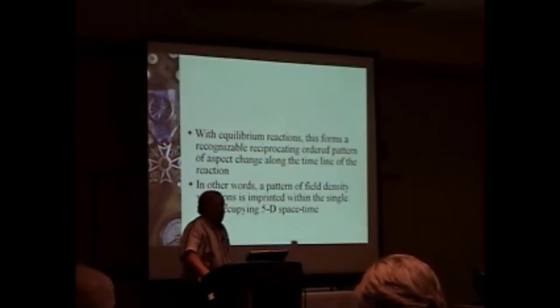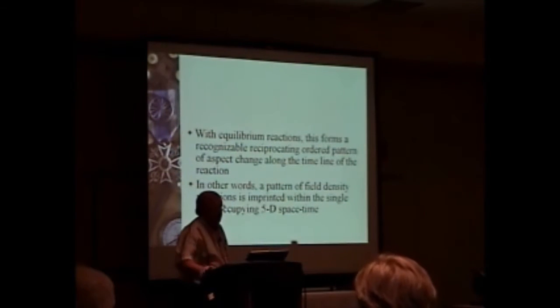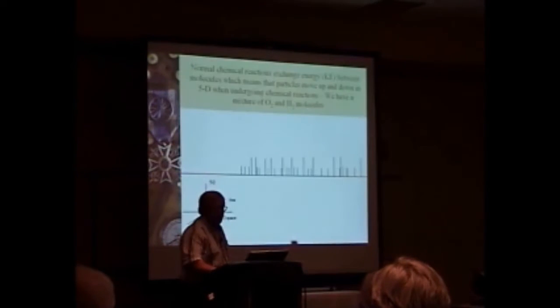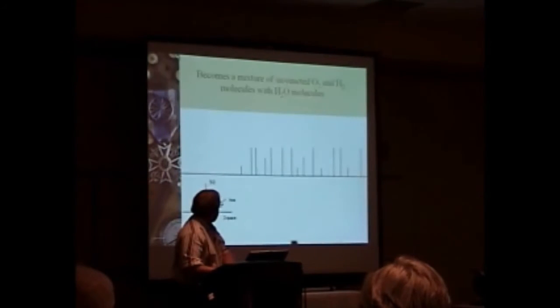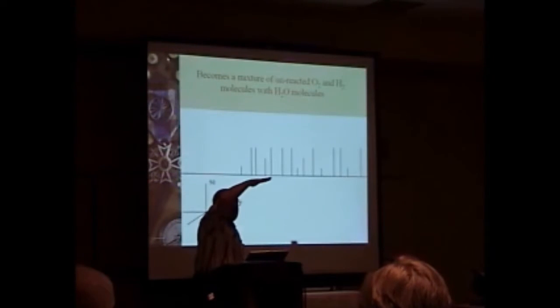With equilibrium reactions, this forms a recognizable reciprocating order pattern of aspect along the timeline in the fifth dimension. In other words, a pattern of field density variations is imprinted within the single field occupying 5D space. Now, let me do an equilibrium reaction here. Okay. There's an equilibrium reaction like that. And what happens is you get a pattern across time.